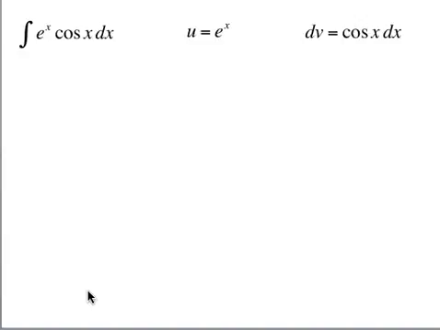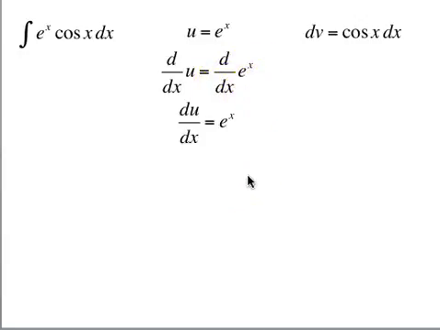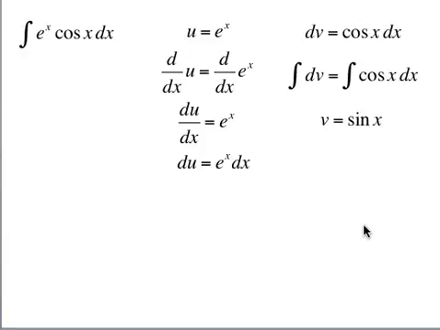We need to find du and we need to find v. The derivative with respect to x of u is the derivative with respect to x of e to the x. So du dx is e to the x, multiplying both sides by dx, du is e to the x dx. Over on this side, the integral of dv is the integral of cos x, so v equals sine x. We have u, du, dv, and v. Now we are ready to use integration by parts.